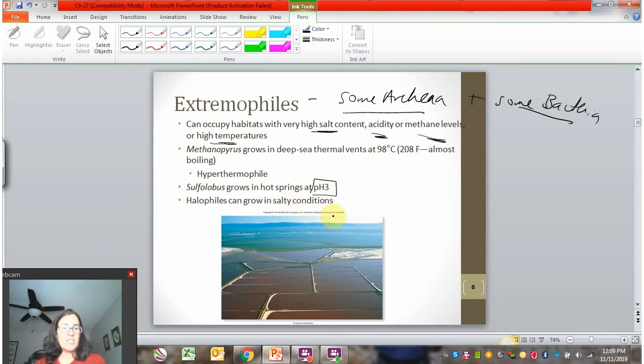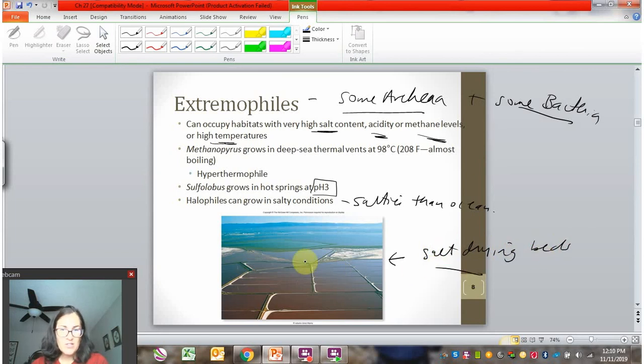Salty conditions. So saltier than the ocean. So let me just put that here. So we can sometimes think of the ocean as very salty, but it's actually about as salty as our cells are. So we're talking about even saltier than the ocean. So this environment that's pictured here is salt drying beds.